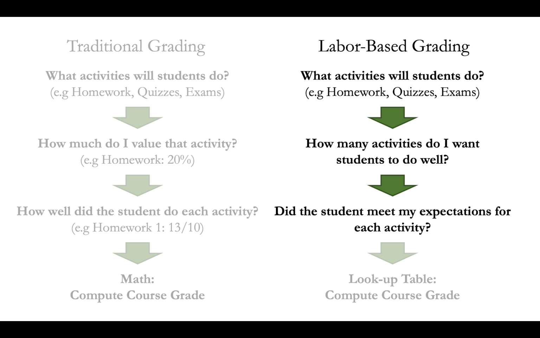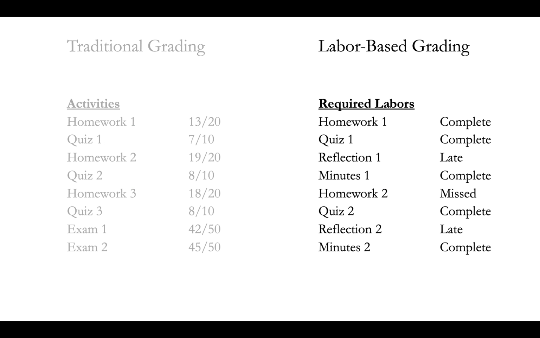But first, instead of asking yourself how well the student did each activity during the semester, you instead ask the question, did the student meet my expectations for each activity? And then they get a score of complete or late or missed or incomplete on that activity. So instead of a score of 13 out of 20, homework 1 is complete or incomplete or turned in late, but complete, etc.